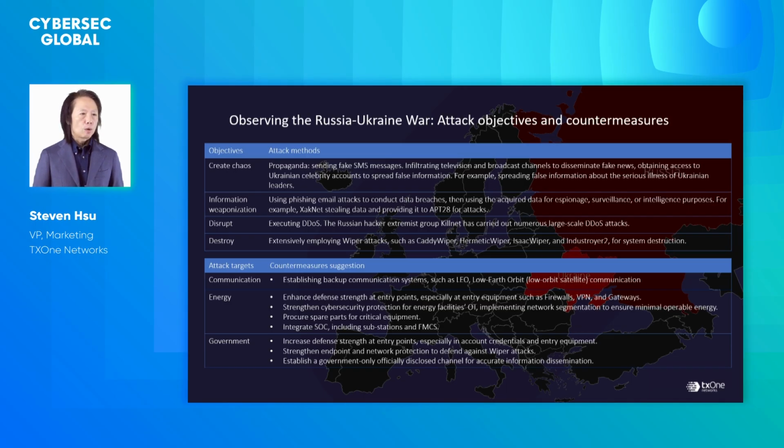For the government, of course, credentials are still a big problem. You need to enhance that. Also, to reduce the impact of a wiper attack, endpoint protection is necessary along with network segmentation. One last thing about the government, you need to establish a government-only official channel to counter the propaganda. Okay, those are some observations during warfare.